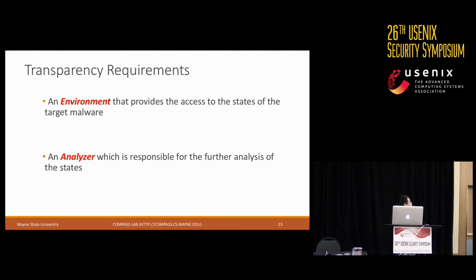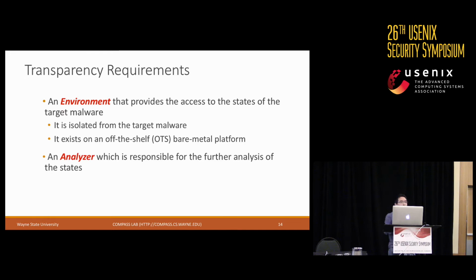The environment will provide access to the states of the target malware, and the analyzer is responsible for the further analysis of these states. To achieve a transparent malware analysis system, first, we believe the environment should be isolated from the target malware. Otherwise, the environment may be directly manipulated by the malware.